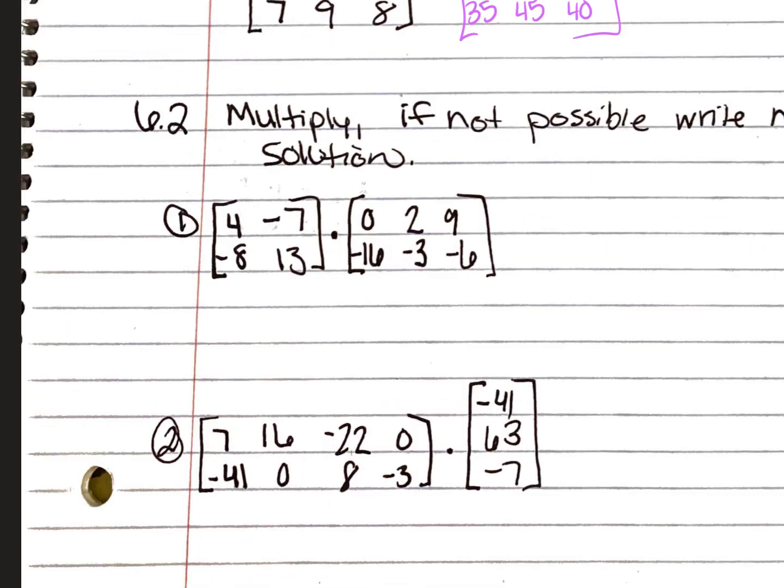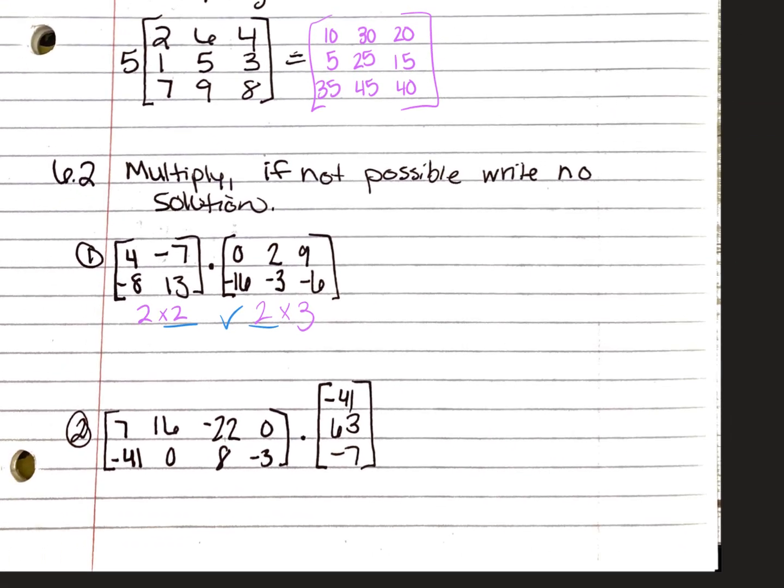Right, so remember, before multiplying matrices together, you have to look at their dimensions. So this first one is a 2 by 2. The second one is a 2 by 3. Right, because remember, it's rows by columns. Right, and so if your middle numbers match, then you can multiply. Right, so number 1, we can multiply together.